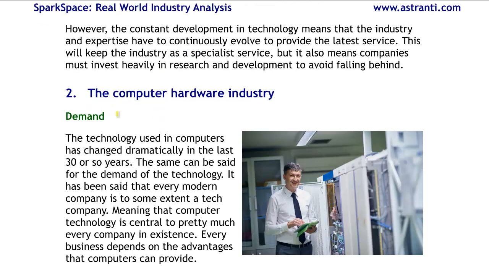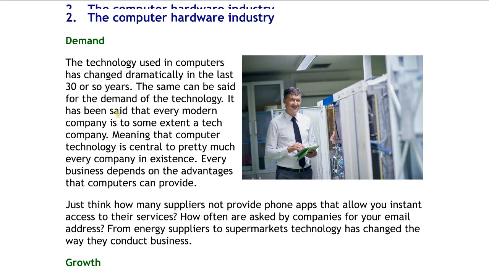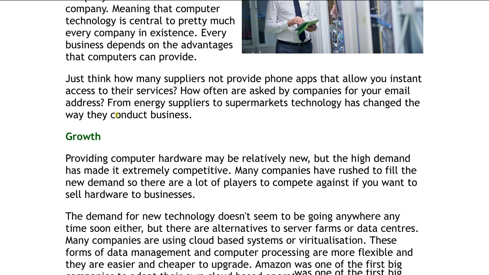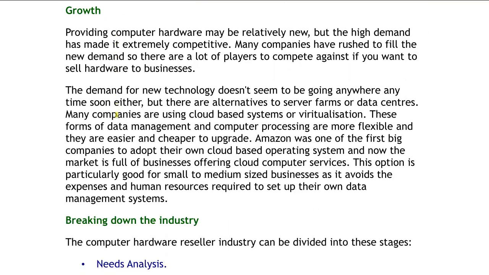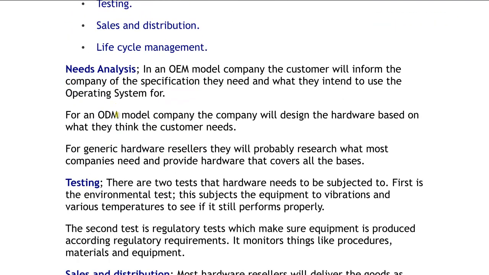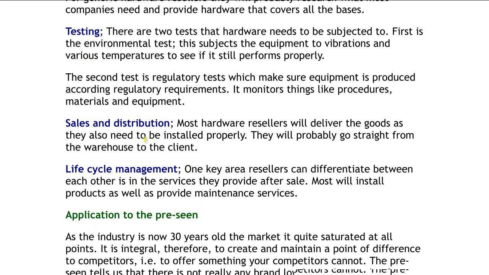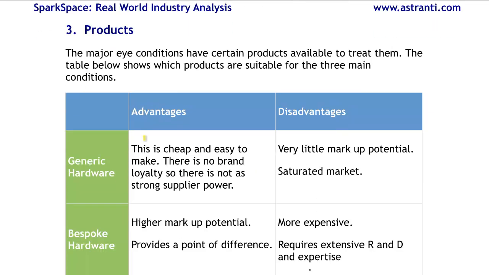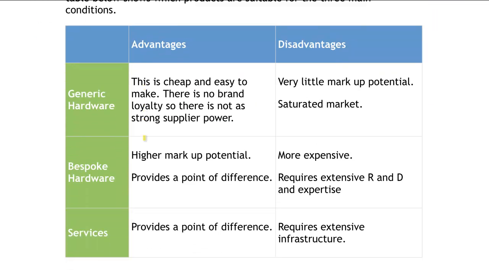Okay, so let's move on to the products. Although we do have a breakdown of the hardware industry here, all you really need to know that I've not already mentioned is that the industry is growing and that there is still an increase in demand for IT solutions. The rest of it I've all kind of really covered, or I will cover later on, so don't worry about that there. So let's have a quick look at the advantages and disadvantages of the products that companies like SparkSpace provide. So first, let's look at the generic hardware.